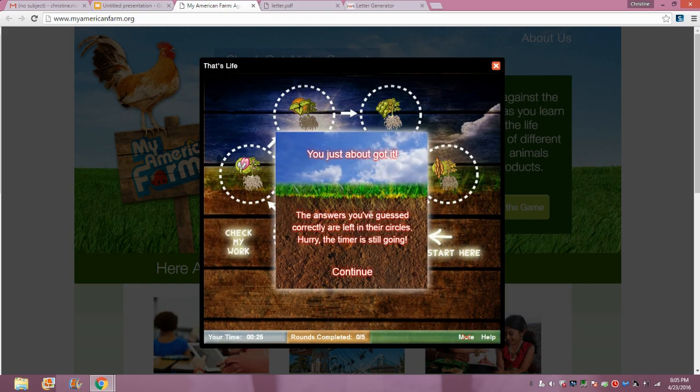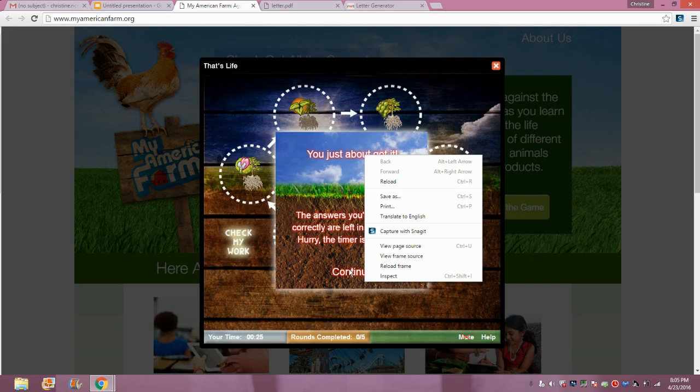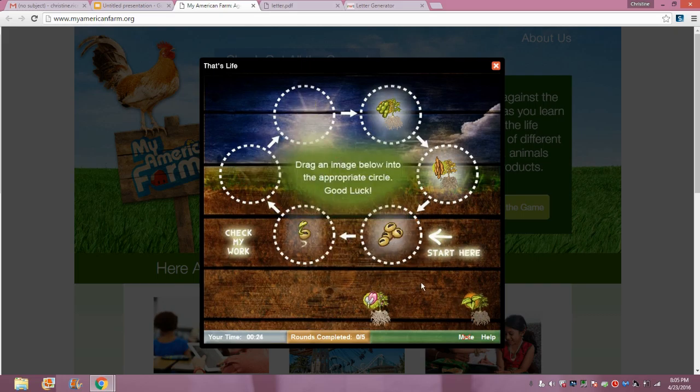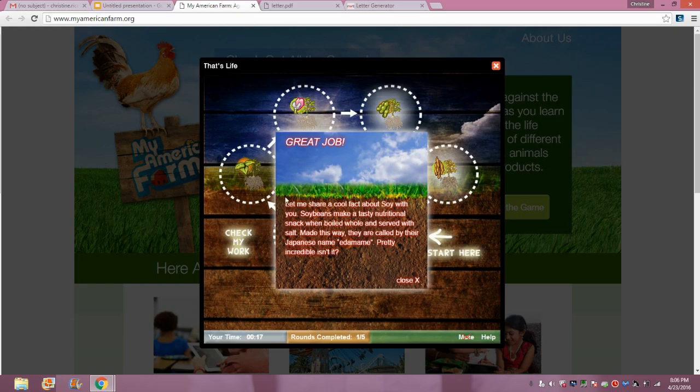Oh, actually, I did not get it right. So if you don't get them all right in their correct circles, they'll leave the ones that you did get right in there and then take the two out that you did not. So once you think that you've got it, you say check my work. And it tells you great job and says let me share a cool fact about soy with you. Soybeans make a tasty, nutritional snack when boiled whole and served with salt. Made this way, they are called by their Japanese name, edamame.